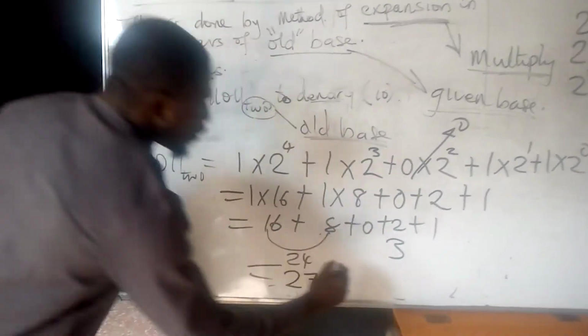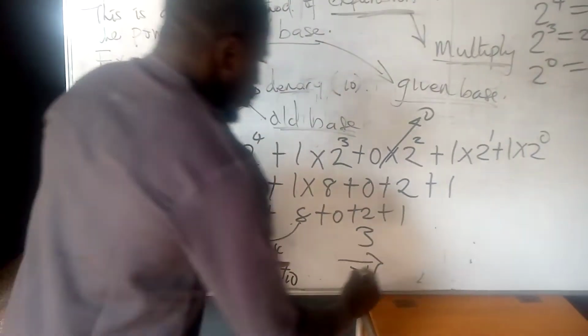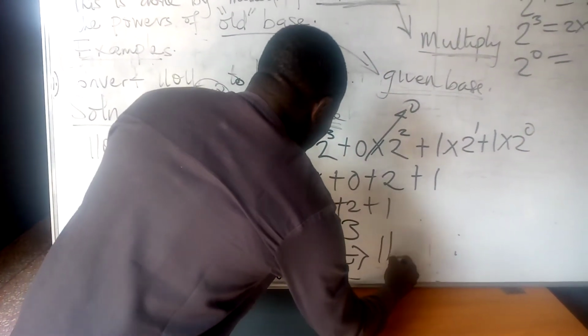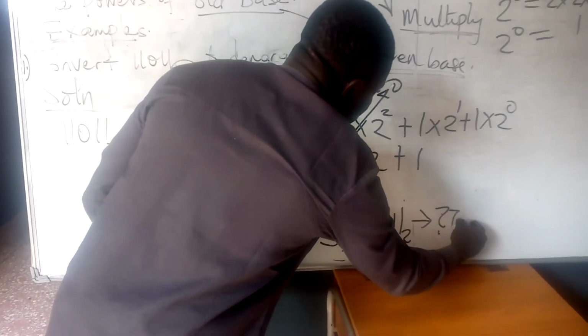And if we add this, we are going to get 27 base 10. Therefore, this implies that 11011 base 2 will give us 27 base 10.